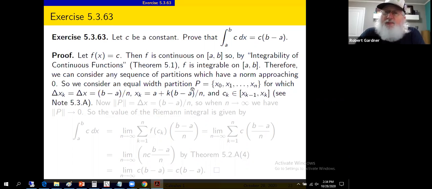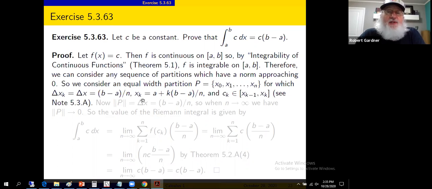So let's use a regular partition. Let's take the partition x sub 0 through x sub n of the interval from a to b, where each of the little subintervals have width delta x sub k. Let's just denote it as delta x, and so they'll all be the same, (b minus a) over n. A regular partition, an equal width subintervals situation, as the book calls it. So we've taken the interval from a to b and busted it into n pieces of the same size. This is the size of the pieces, (b minus a) over n.